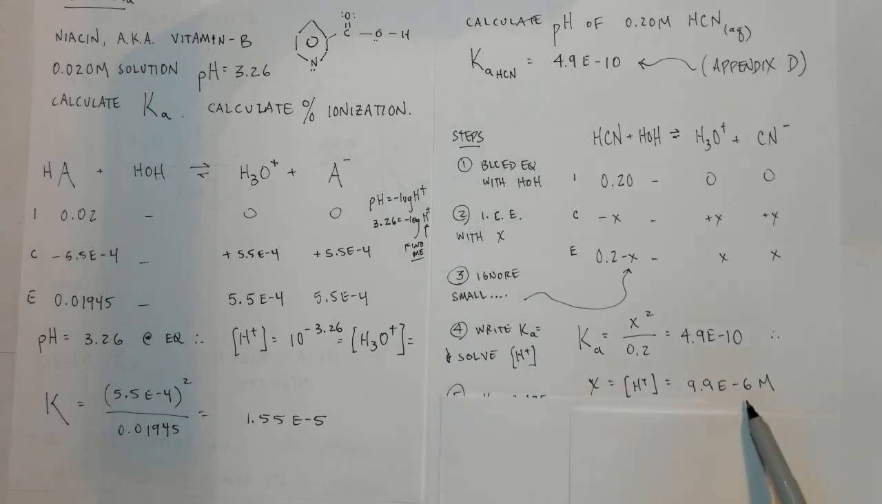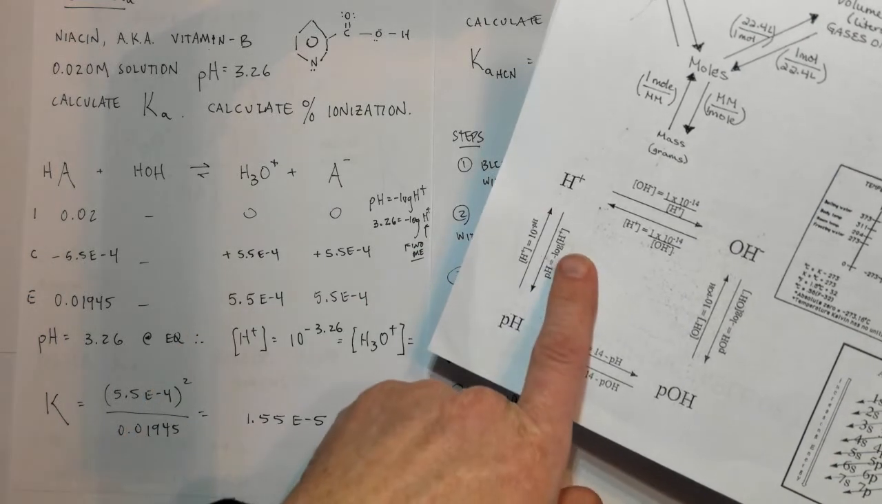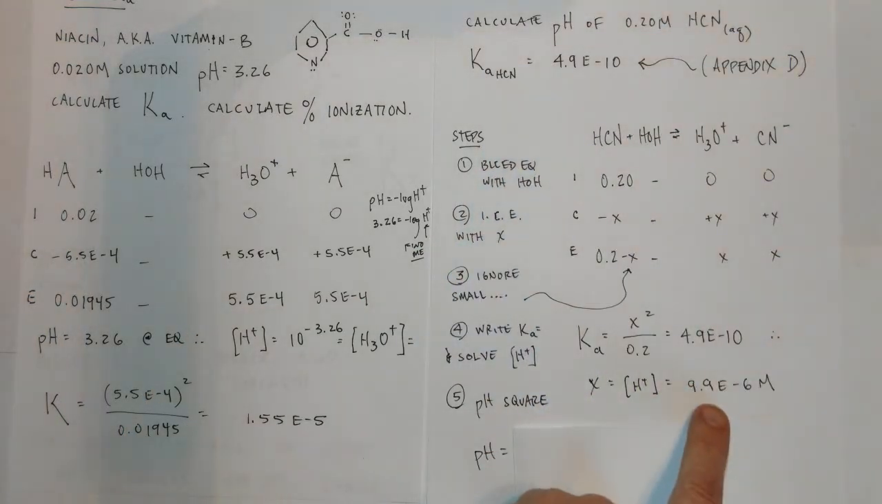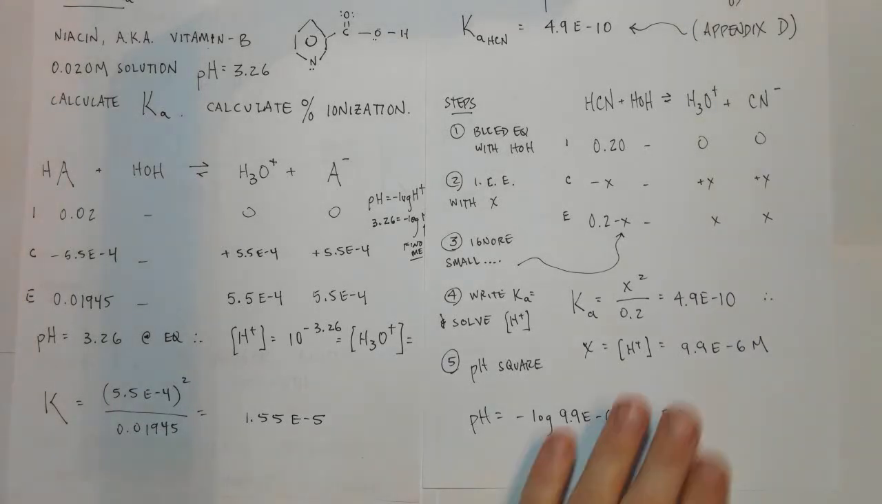Then I can find X, and X ends up equaling 9.9 times 10 to the negative 6th molar. And now that I'm there, I can do step 5, get into the pH square, and look at your pH square. Here's my H plus, and now I want to find the pH, so take the negative log of this 9.9 times 10 to the negative 6th, punch that into your calculator, and I should end up with a pH of about 5. So we can see this is, on a ranking scale, acidic, but not super acidic.